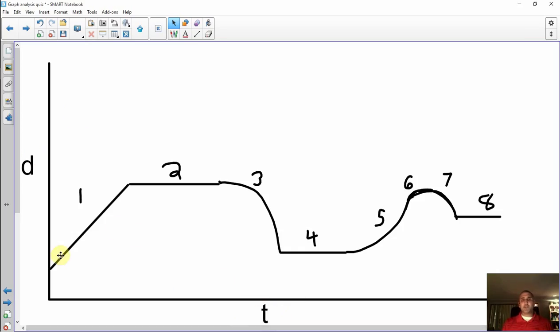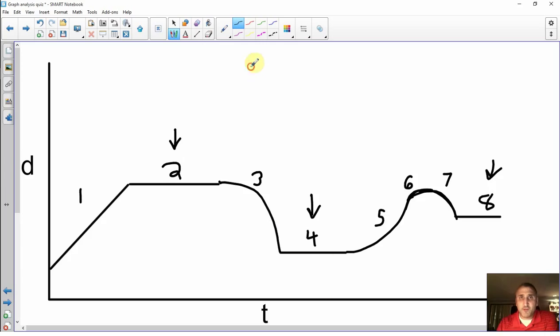So I guess the first question is, is there anywhere here that we're at rest? And if you remember anything about being at rest, why don't you on your piece of paper jot down where you see us at rest. So pause me. And if you see us at rest, we are at rest at 2. We are at rest at 4, and we are at rest at 8. And we're at rest at those 3 places because the slope is 0.